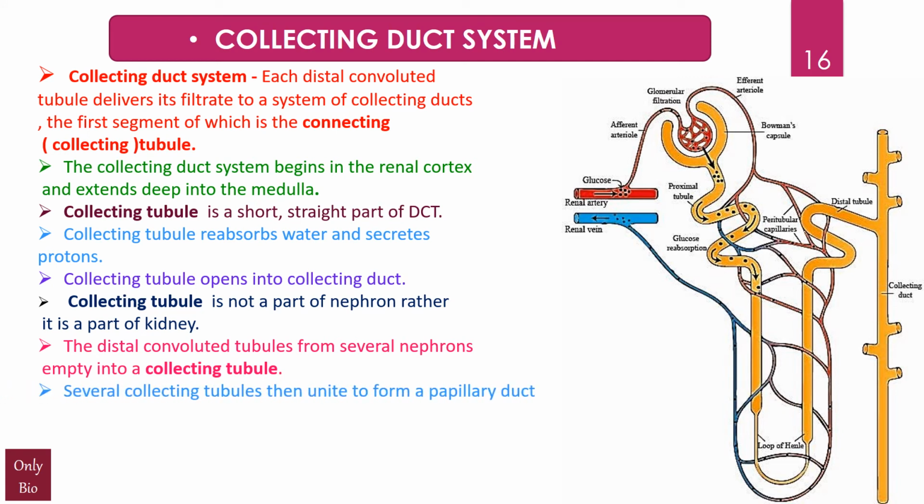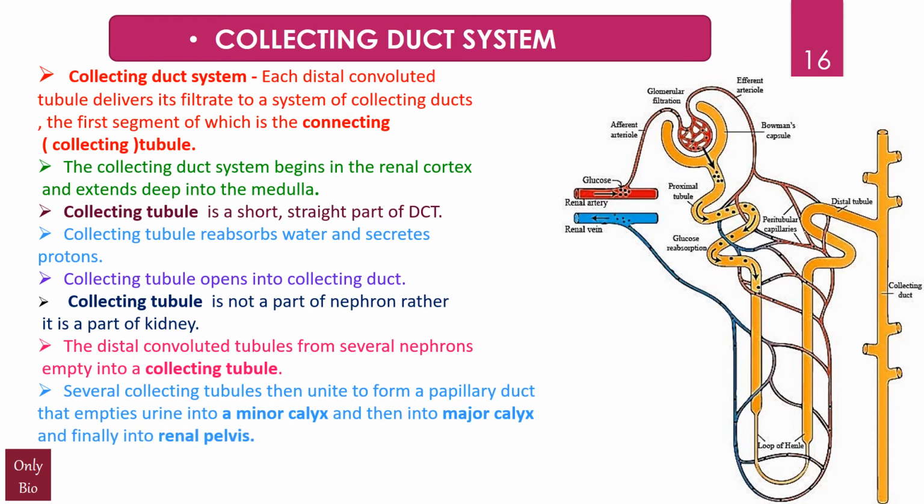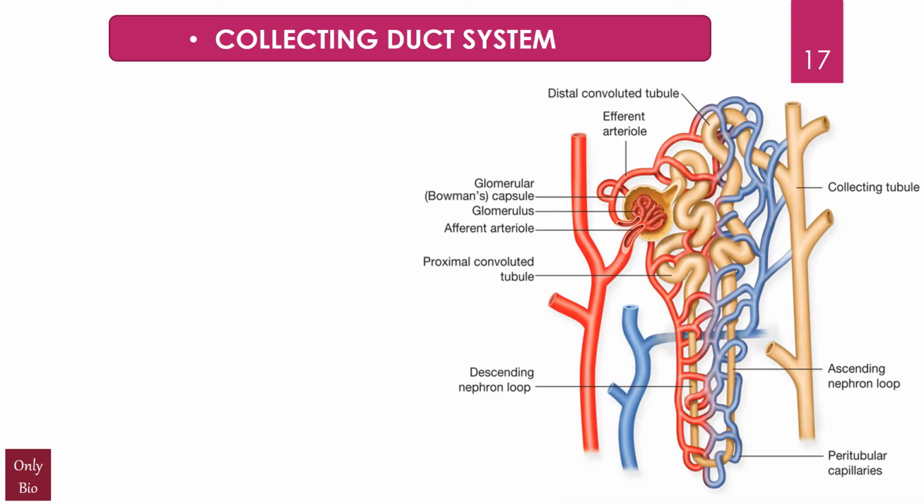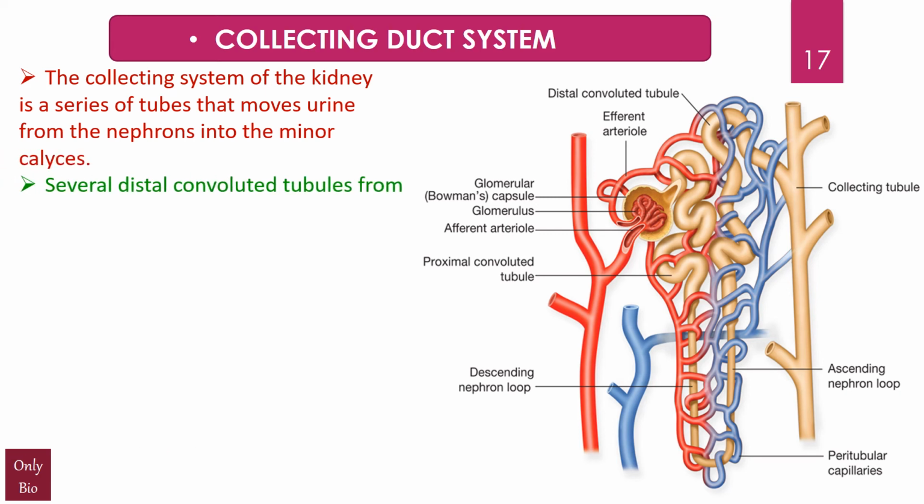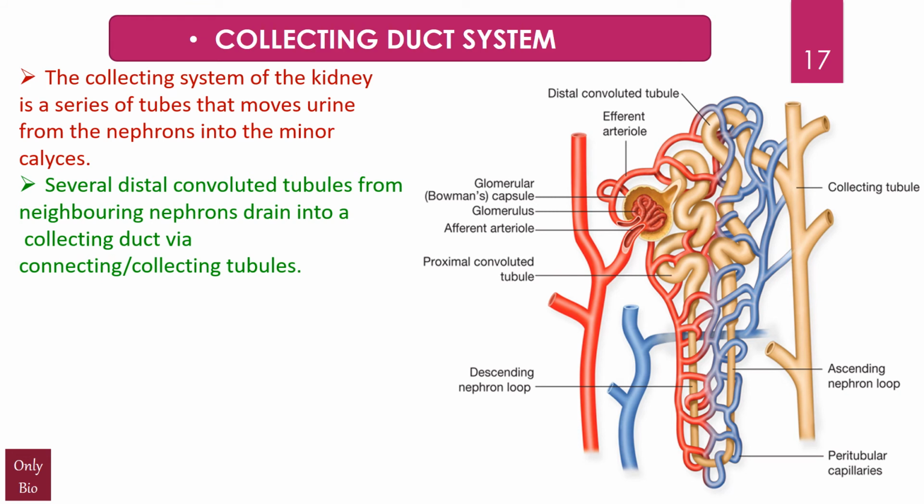Several collecting tubules then unite to form a papillary duct that empties the urine into a minor calyx and then into a major calyx and finally into the renal pelvis. The collecting system of the kidney is a series of tubes that moves the urine from the nephrons into the minor calyces. Several distal convoluted tubules from neighboring nephrons drain into a collecting duct via connecting or collecting tubules.